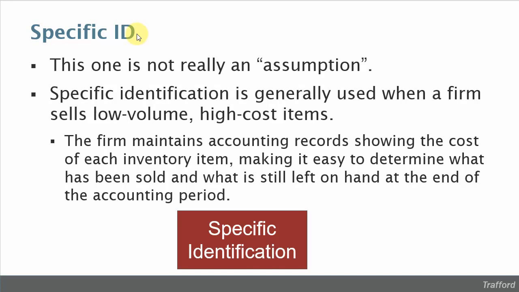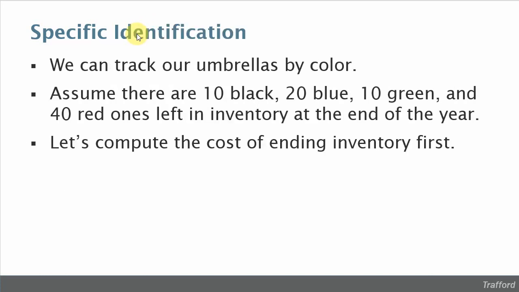The business has to have accounting records that show the cost of each inventory item. And so every time they sell an item, they go look up the cost, and they take that cost and remove it out of the inventory account and put it into cost of goods sold. Well, let's see if we can apply that method to our umbrella example. And we can, because I just set it up to be simple in this way.